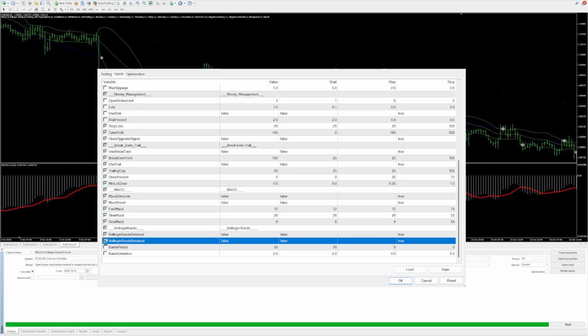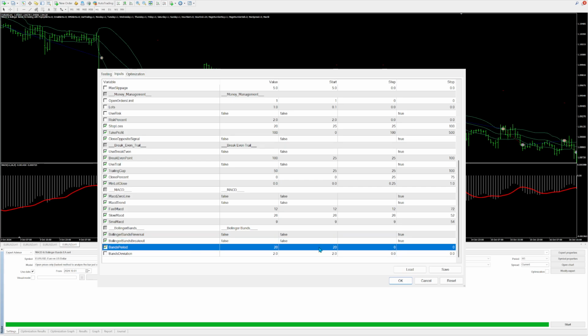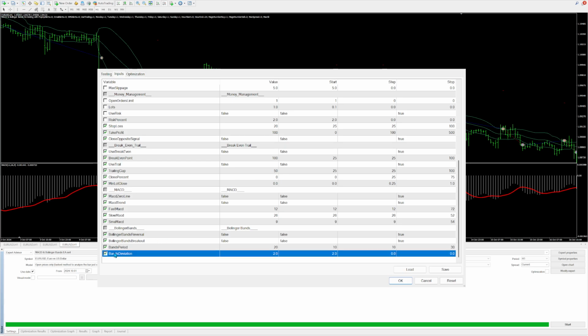Bollinger Bands, true, false, for reversal and breakout. For the periods, we can start at 10, go up in 10, stop at 30. And for the deviations, let's go for 1 and stop at 2.